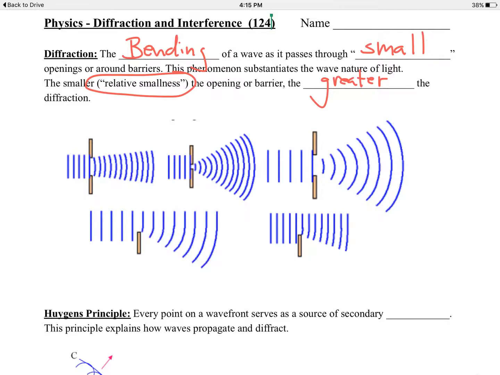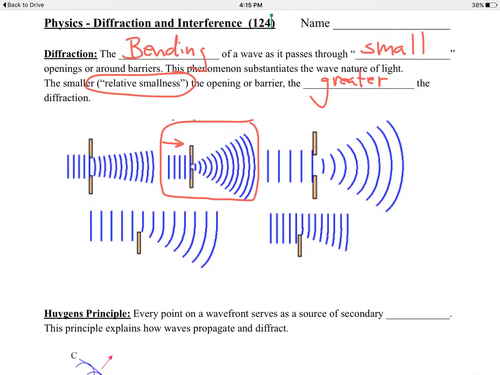These 5 examples right here are overhead views of, say, water waves in a tank going through an opening or around a barrier. But let's talk about this relative smallness. For example here, the most pronounced diffraction that we have in these 5 pictures, this one is fairly pronounced diffraction. The plane waves are traveling this way, flat waves, straight waves, traveling through a barrier, and there's this really tiny opening. So the smaller the opening, the more the bending.